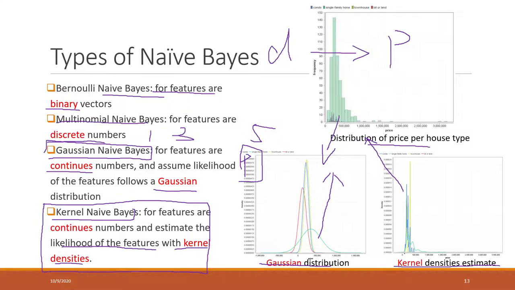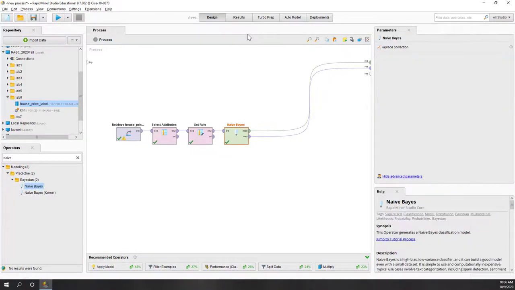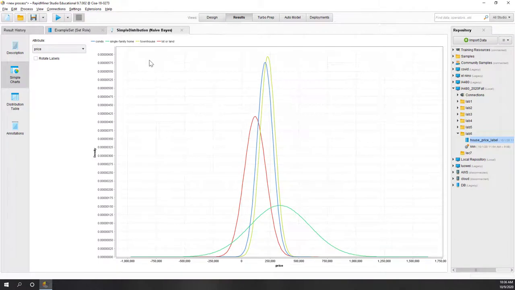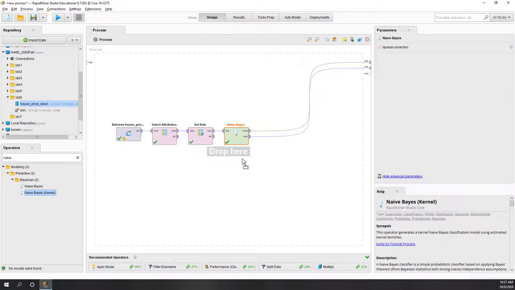So kernel density will probably give you higher accuracy on the training data, and that will also lead to a problem of overfitting, because it may give you a very high accuracy on the training but low performance on the testing. Okay, so let's compare them. Here we have the naive Bayes, and we already know that by default it uses Gaussian, and we simulate a distribution by using a normal distribution. However, if we replace that with kernel naive Bayes, which is actually exactly here, let's bring that one.